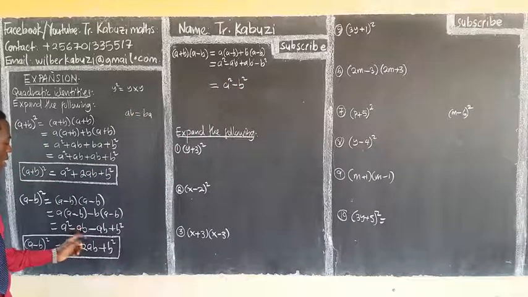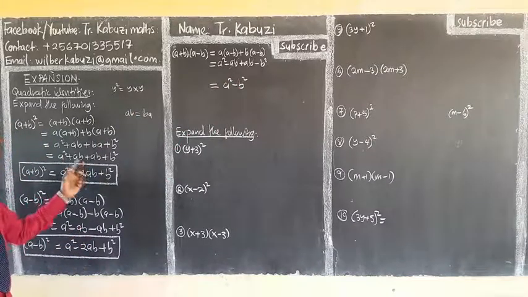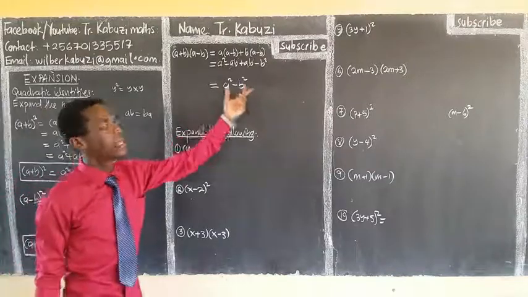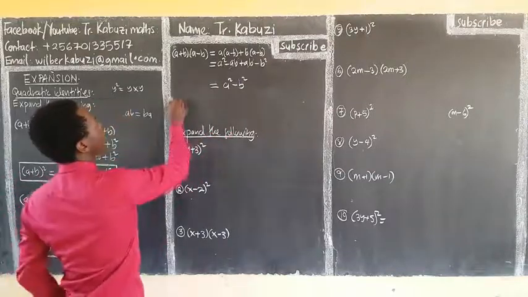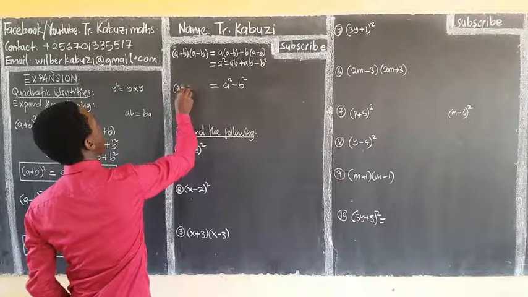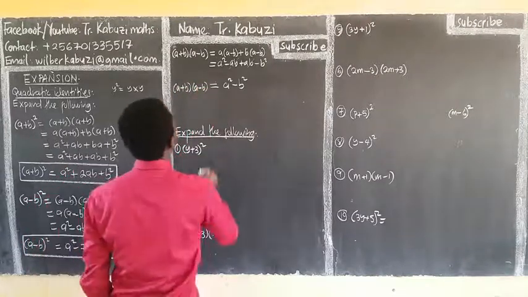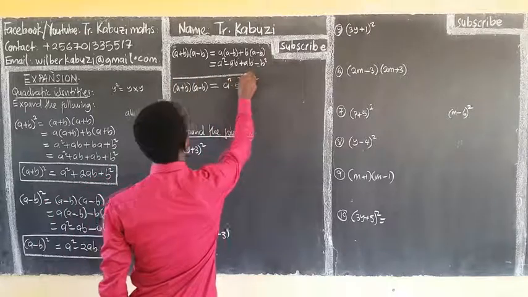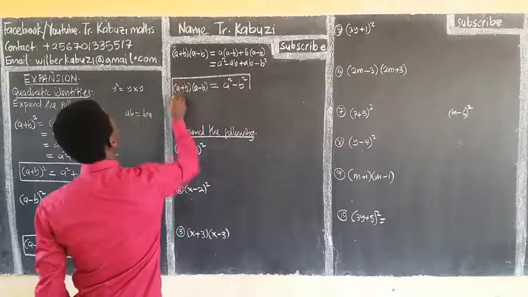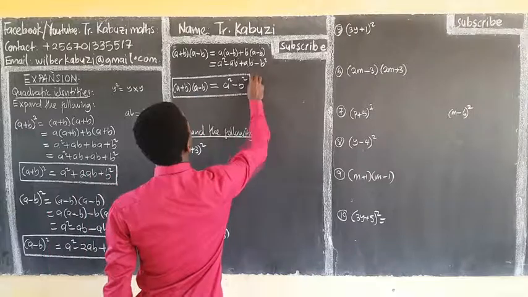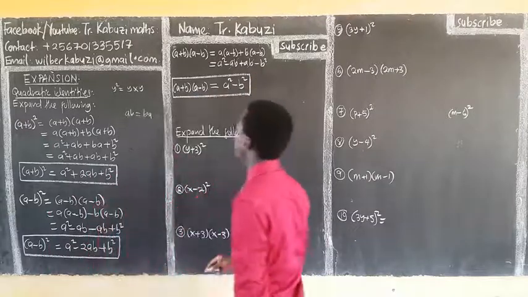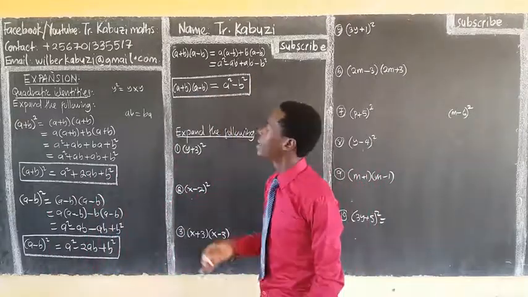If they are the same sign, you add. If they are different, then you reduce. The whole of this is a plus b, then a minus b. And now I also put this in a bracket. Now, this one, at a later stage, we shall see what we call a difference of two squares.